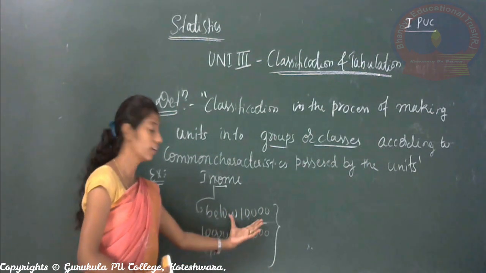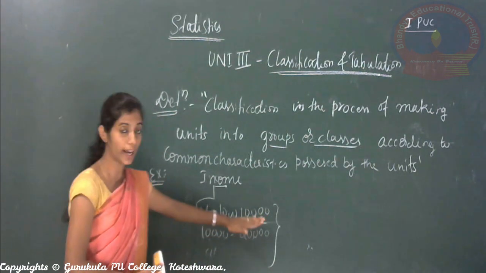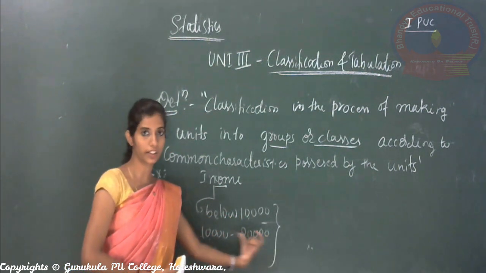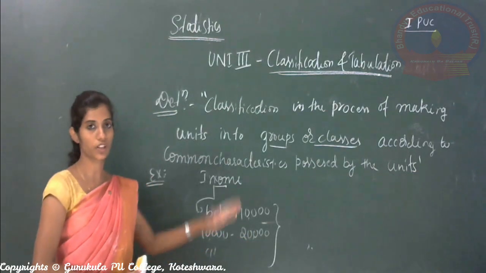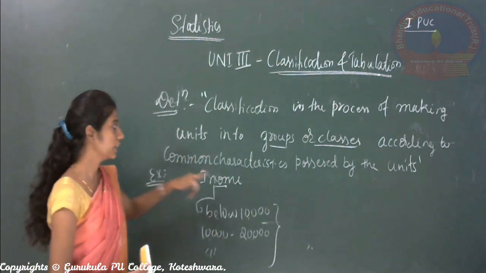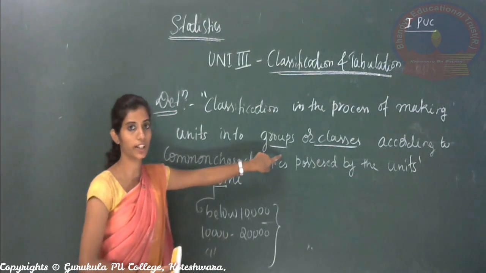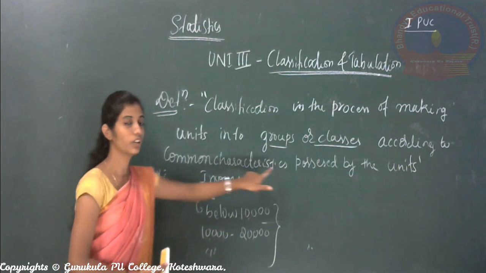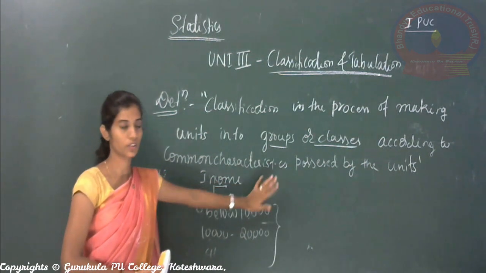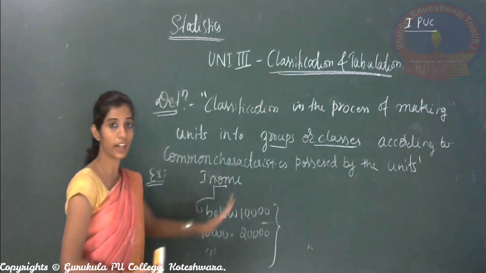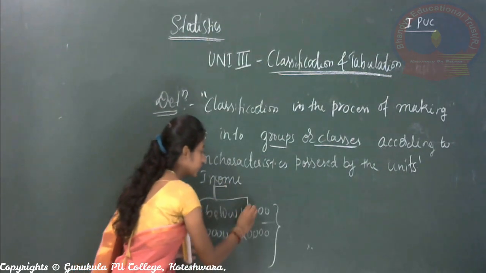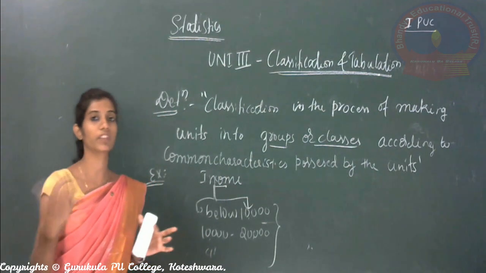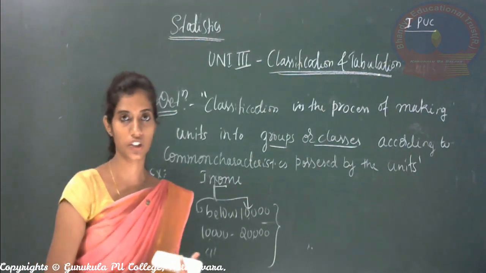That means how many members of a family are below 10,000, or between 10,000 and 20,000, or above 20,000, like that I can make a division, or we call it groups or classes, according to common characteristics. So this is the act of making groups or classes here, which we call classification.